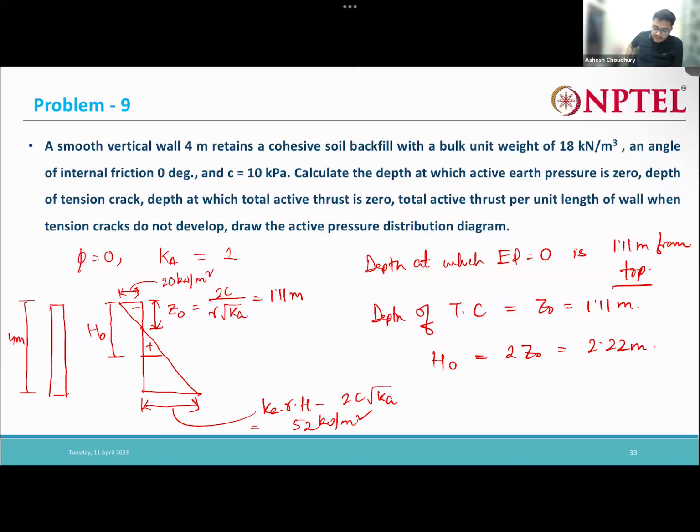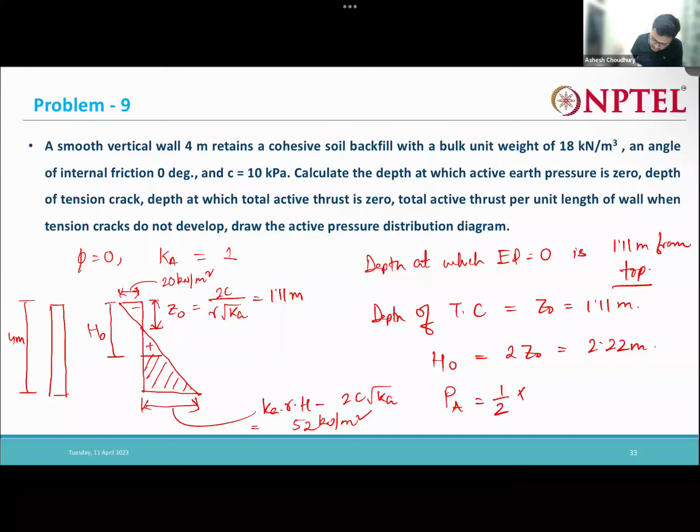Now let us find out the total active earth pressure that is acting. It will be just the area of this figure, this portion, right? Because here the negative and positive will cancel out, and we will get this region. So this trapezium's area we have to find out.